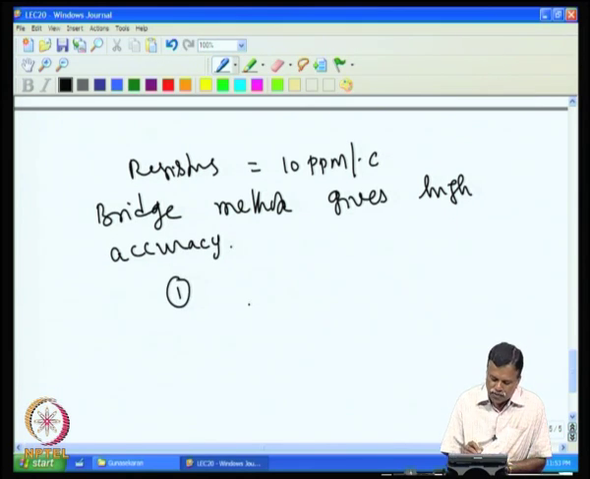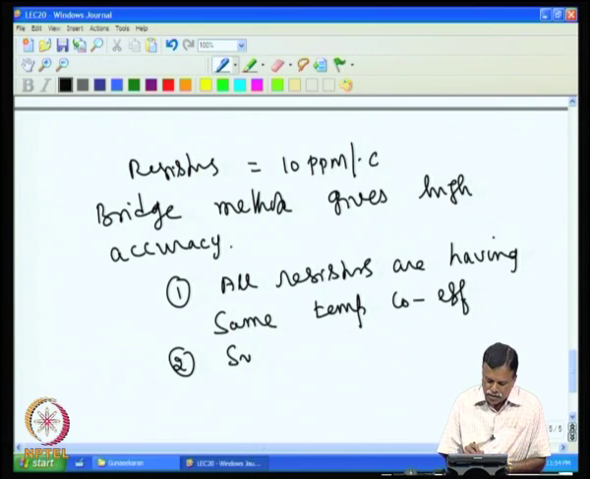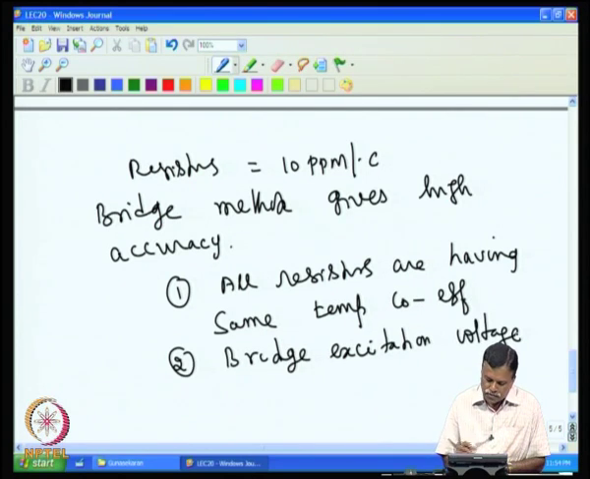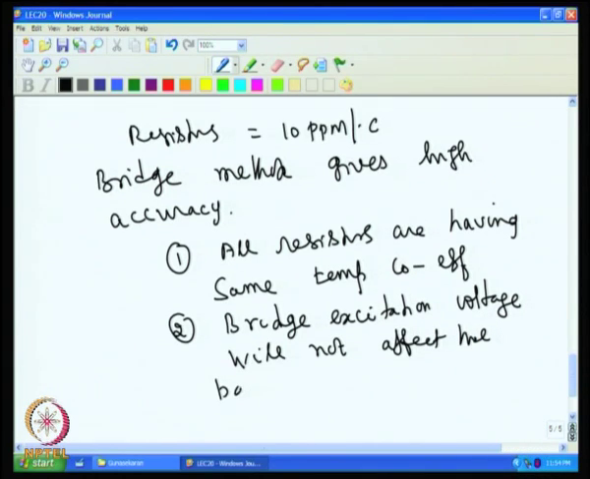In this case, it is because all resistors have the same temperature coefficient. Then the second one is the supply voltage, the bridge excitation voltage. The bridge excitation voltage will not affect the balancing point. Because of these two reasons, the bridge method is very accurate.